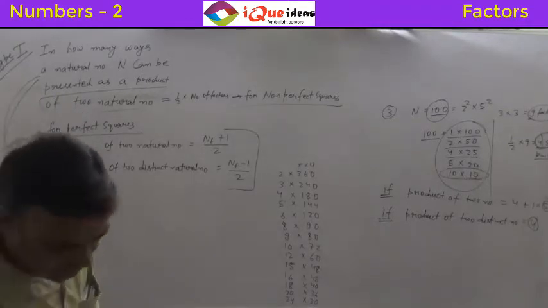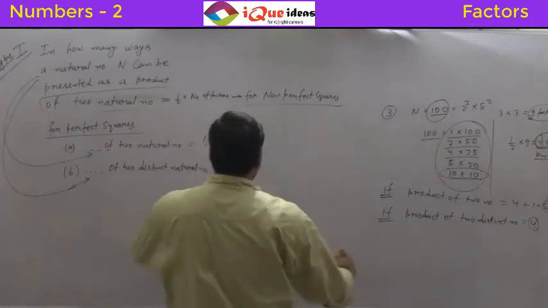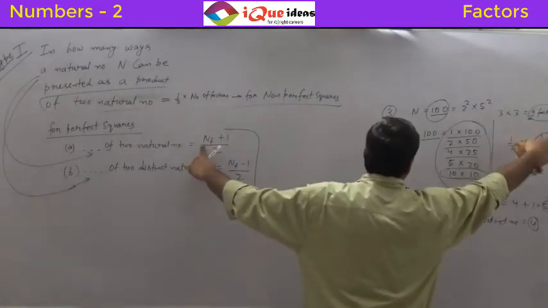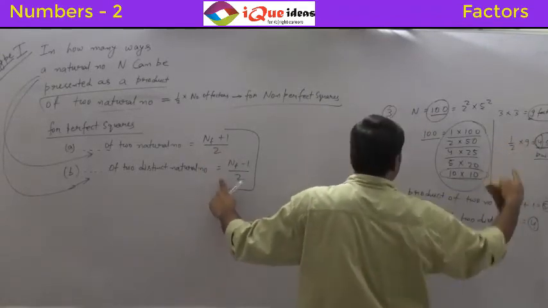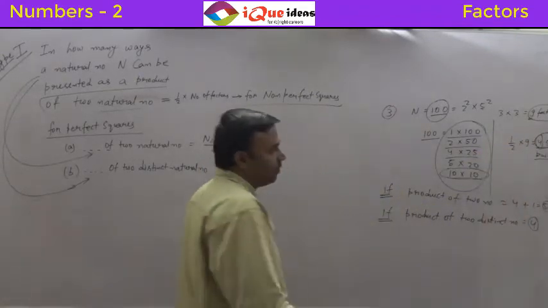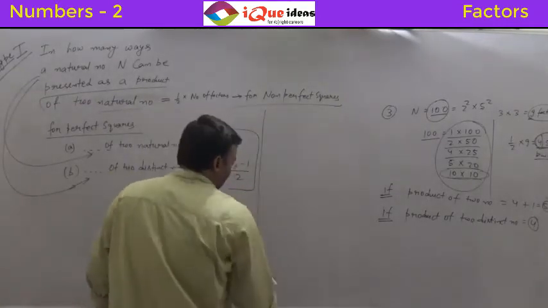Okay? Let's take some more examples. Otherwise, if you have used the formula, what will you see? Number of factors 9 plus 1, 10 upon 2, that is 5 pairs. And number of factors 9 minus 1, that is 8 divided by 2, 4 pairs. This problem, again I repeat, will happen only for perfect squares.